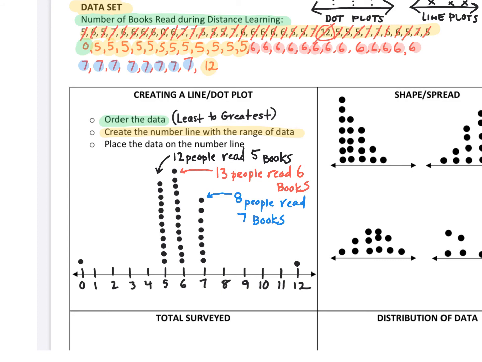Right here, 1 person read 12 books, and that person is what class? I think that is the blue class. Okay, and then there was 1 person that I surveyed that read 0 books. 1 person read 0 books. So it looks to me like most people kind of read like 12 or 13 books over break. Or not break, but distance learning.